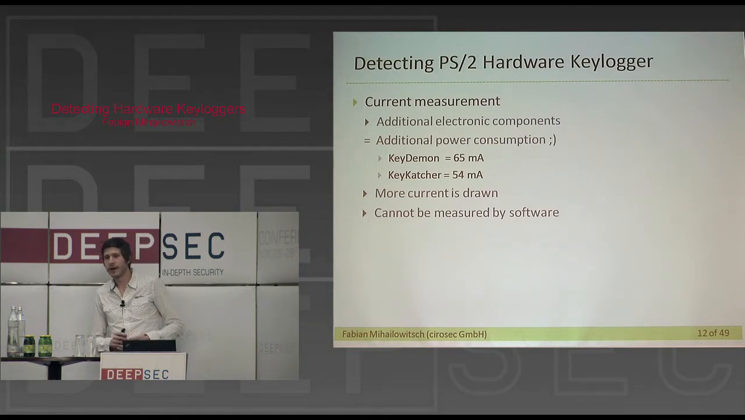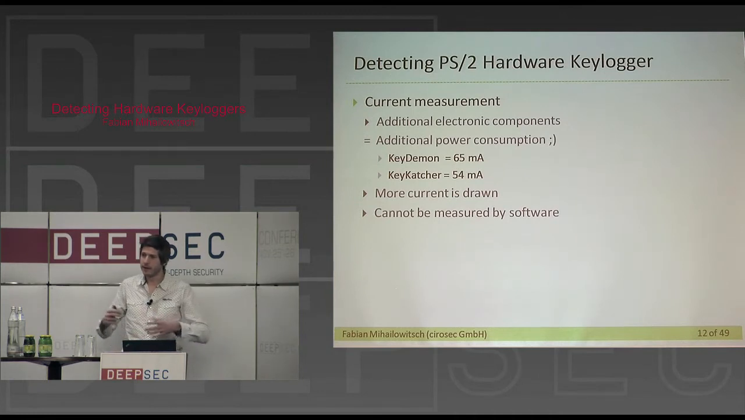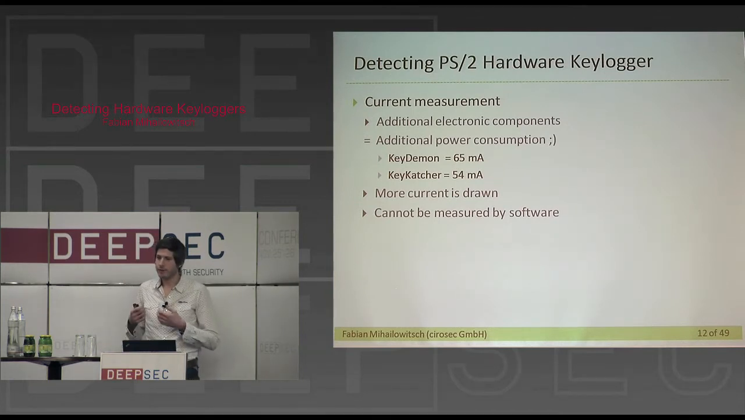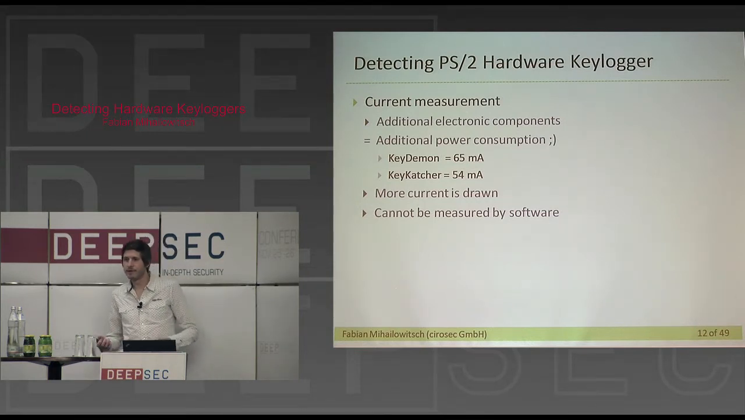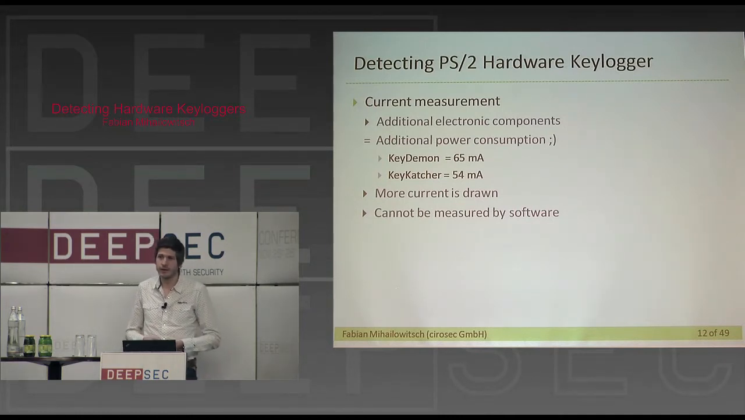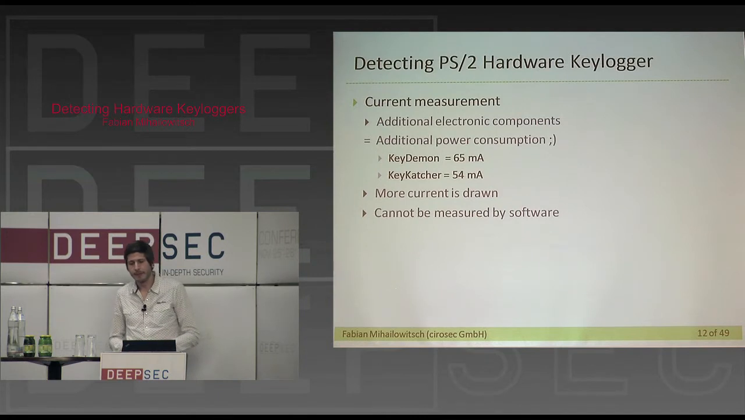Okay, the first thing I came up with when I tried to detect keyloggers is current measurement. You plug in additional hardware, so you have additional electronic components which consume power, and you can measure it. If you go on the line physically, you can measure that KeyDaemon consumes like 65 milliamperes and KeyCatcher 54. So you can detect it from the more current drawn, but sadly you cannot measure it in software, since the motherboard doesn't provide any sensors to actually measure it.